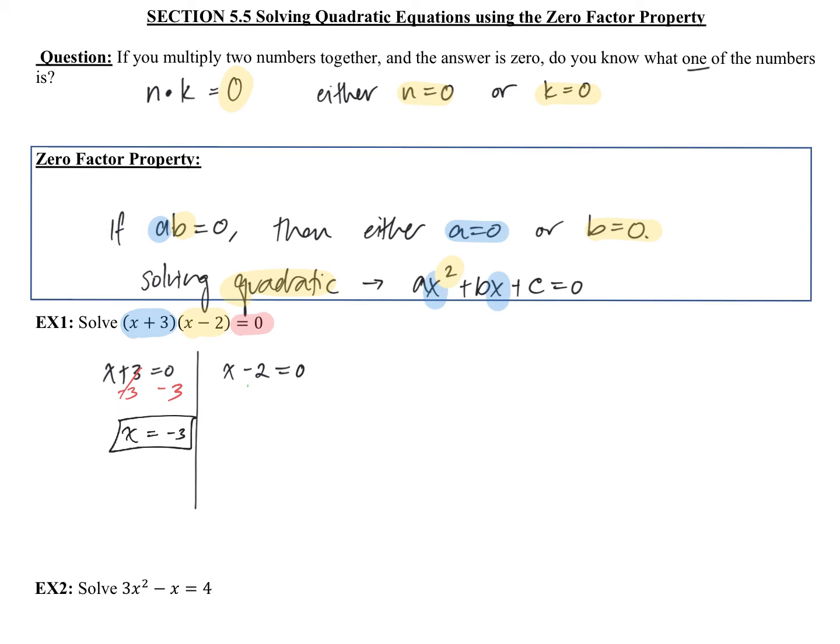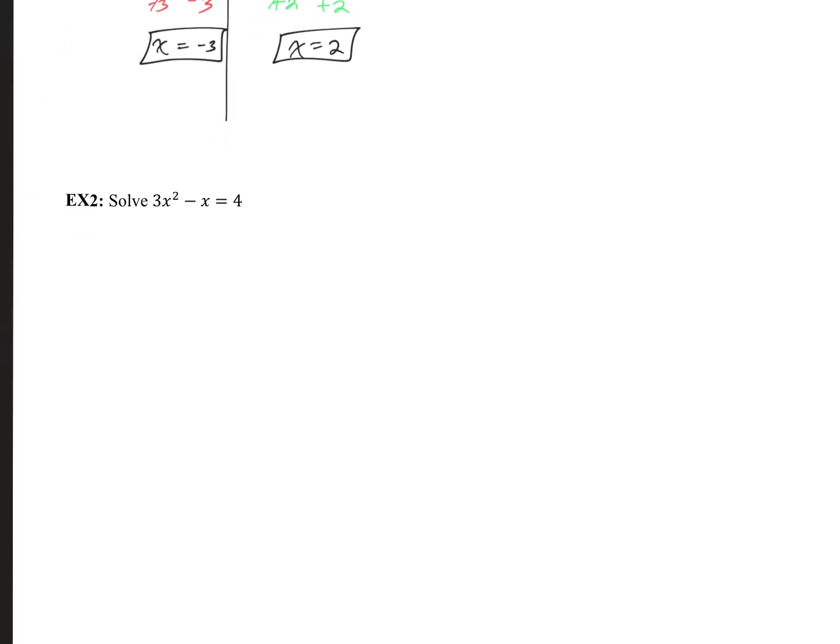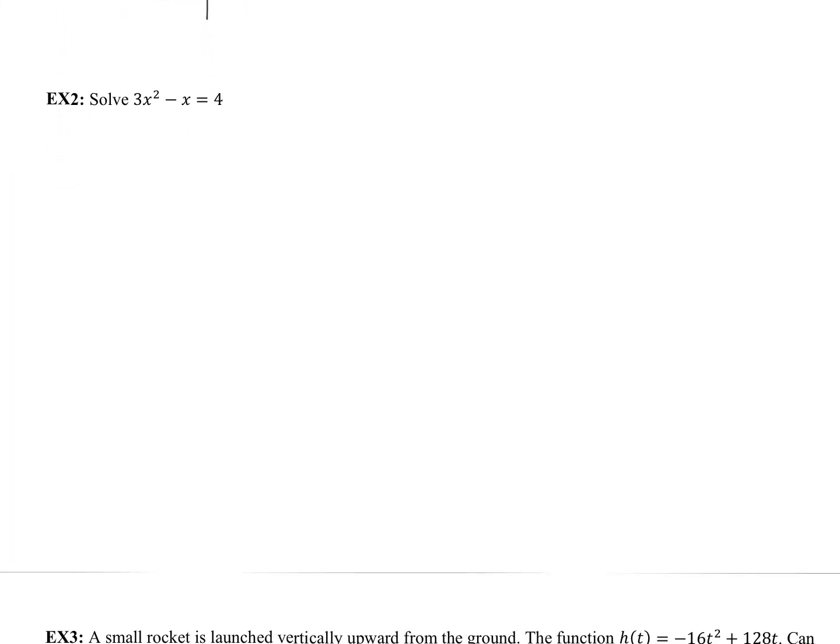Now the other one, go ahead and solve for x. We find out that x equals 2. So I actually end up having two solutions that make my equation equal to 0: negative 3 and 2. This one was easier because it was already factored for us, but that doesn't always happen. Let's take a look at example 2.